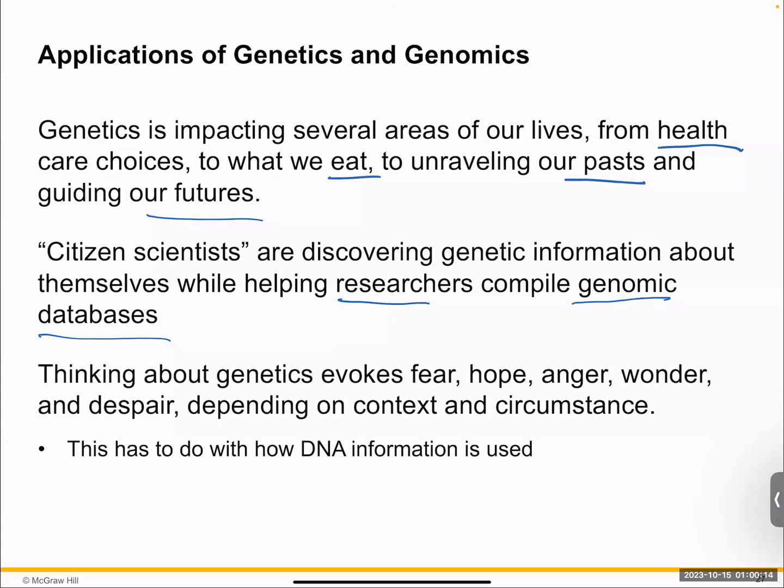So as I mentioned again, think about bioethics. If you think about genetics and what power lies within genetics, many people fear it, especially if they don't understand it. For many people, it provides hope because it helps them find a cure to their condition. Sometimes people get angry because it goes against their personal or religious beliefs. Wonder, the magic, the power behind it, what we can accomplish, despair, depending on what you do, right? Sometimes we just get sad as to why we can't do more, right?